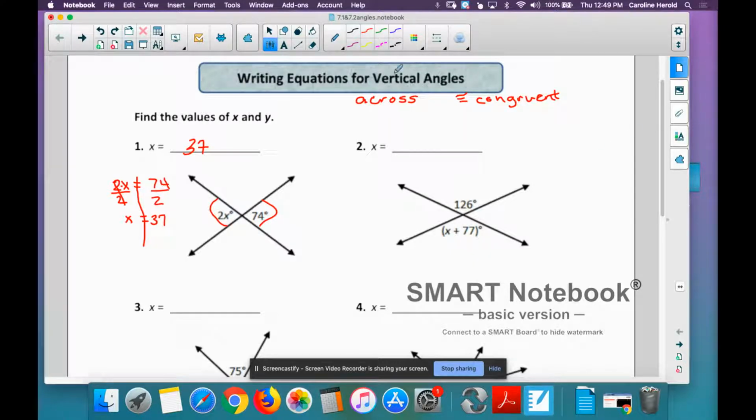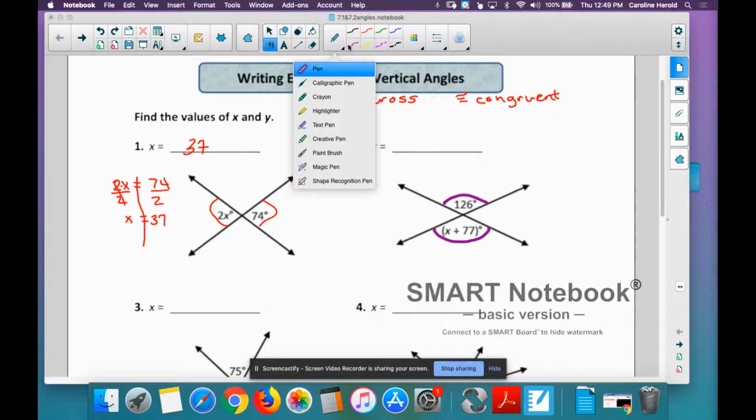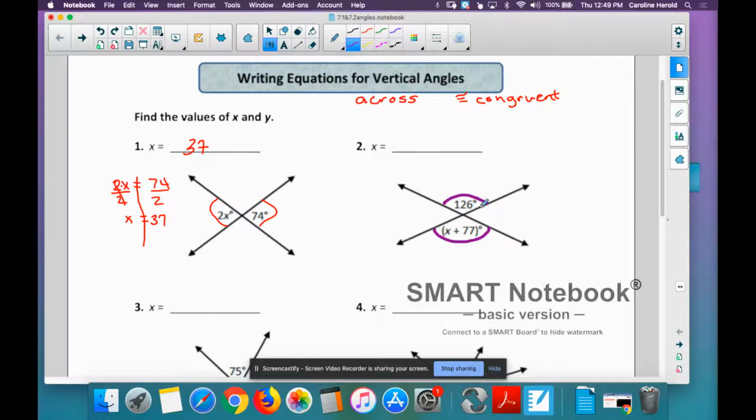Okay, next we're going to go to question number 2 right here. So again, I'm seeing a vertical angle pair right here and right here. When they are vertical to each other, remember that we can say that they are equal or congruent to each other. So I'm going to write an equation. 126 equals x plus 77.